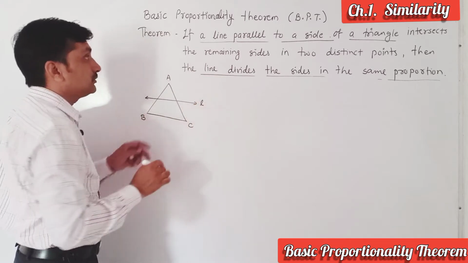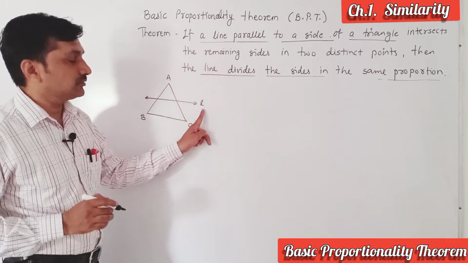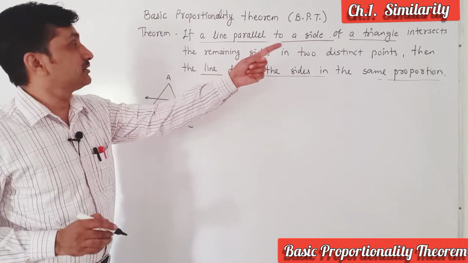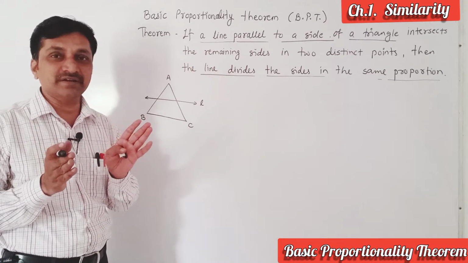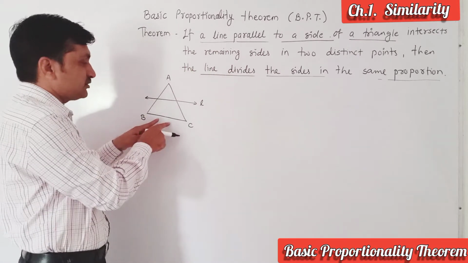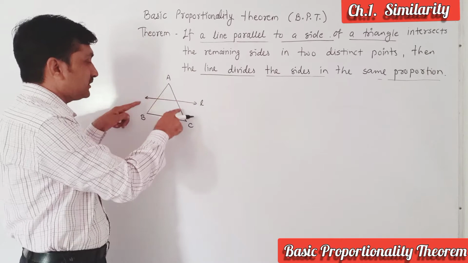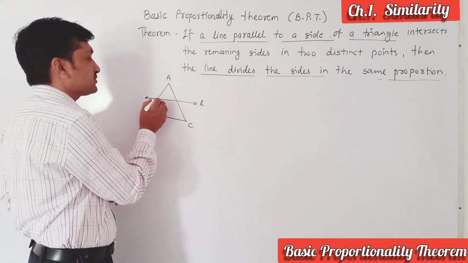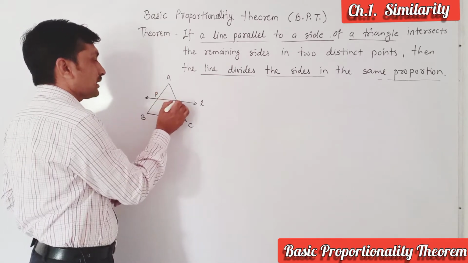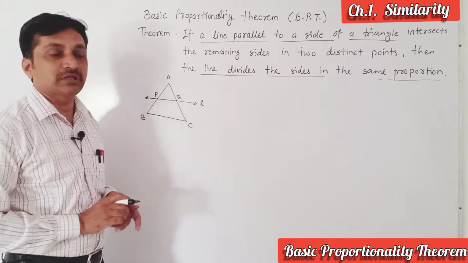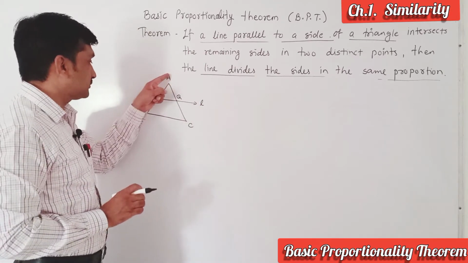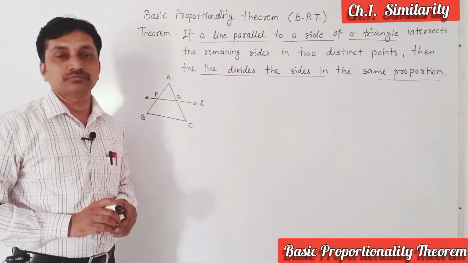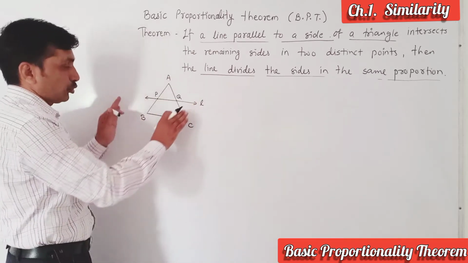Line L is parallel to a side. Which side? BC. It intersects the remaining sides. Which are the remaining sides? Except the parallel one. Parallel is BC and the remaining are AB and AC. This line intersects AB and AC in distinct points, here P and here Q. This line L intersects side AB at point P and side AC at point Q. That is given.